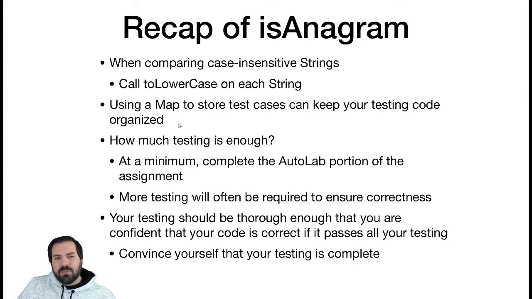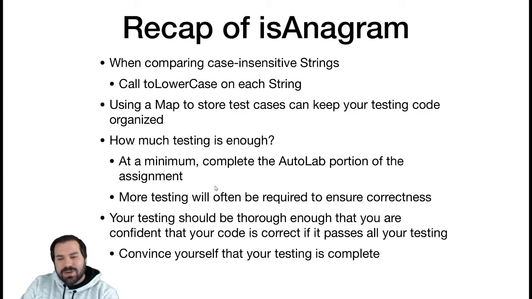Even when we have multiple inputs, we can still use a map, but our data structure gets a little more complex. We had a map of lists to Booleans in this case. So a little bit more stuff going on in that map, but we can still use a map of inputs to outputs. How much testing is enough?